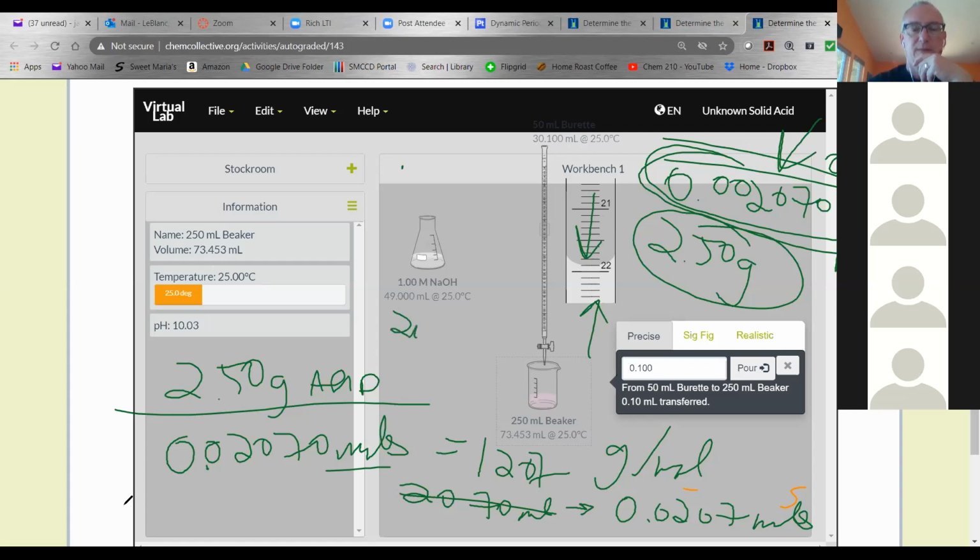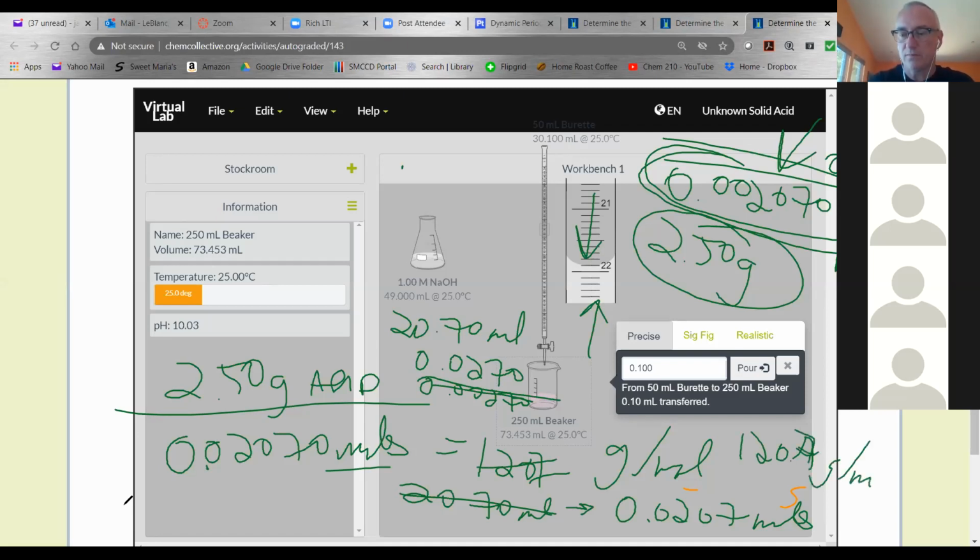I made a mistake converting my milliliters to liters. Because I had 20.70 milliliters of acid, and when you multiply that by 1 over 1,000, you get 0.0207. I had 0.00207, so I was off by a factor of 10. So stuff happens. It's not 1,207 grams per mole, it's 120.7 grams per mole. That makes a lot more sense.